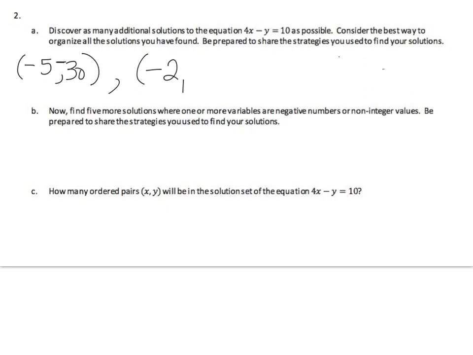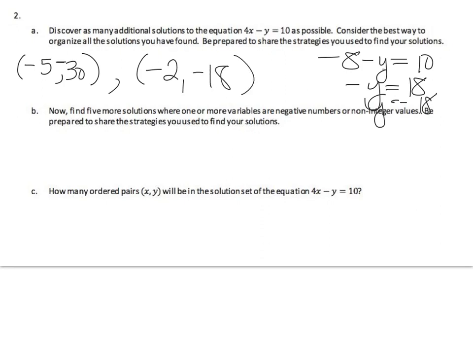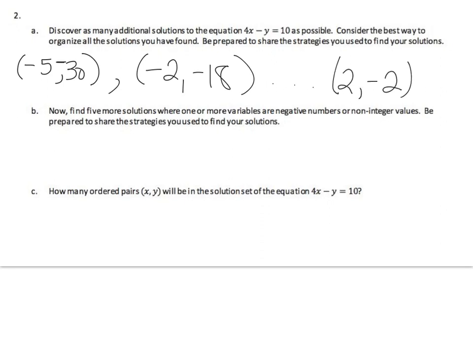Let's put in a negative 2. 4 times negative 2 is negative 8, minus y equals 10. Add 8 to both sides. I get 18, so y equals negative 18. I could go on. I could actually continue to do this for infinity, which I'm not going to do. I could do 2, negative 2. Let's see, I can also do 4, 6. I can keep going forever and ever.